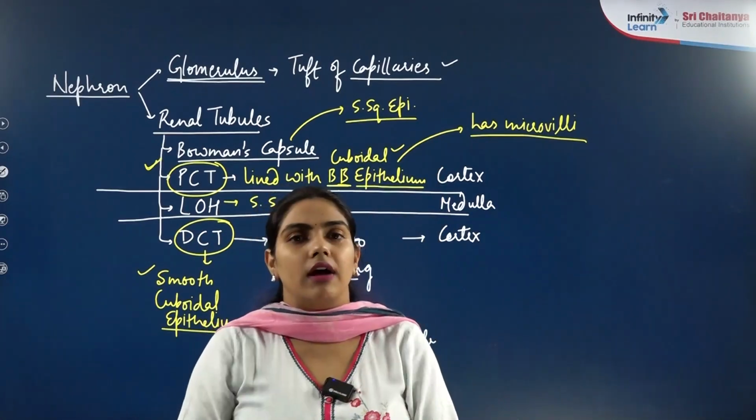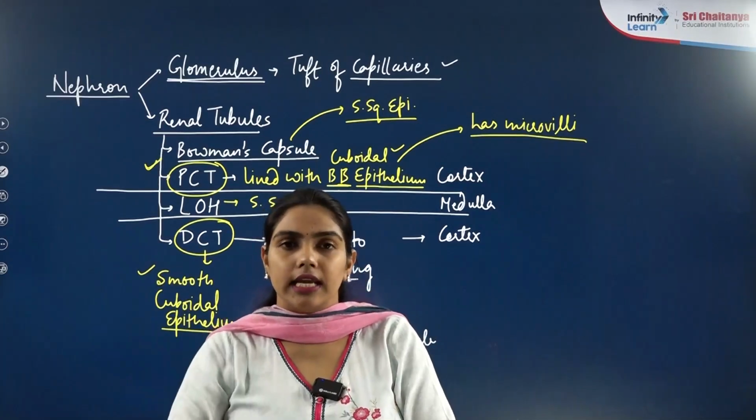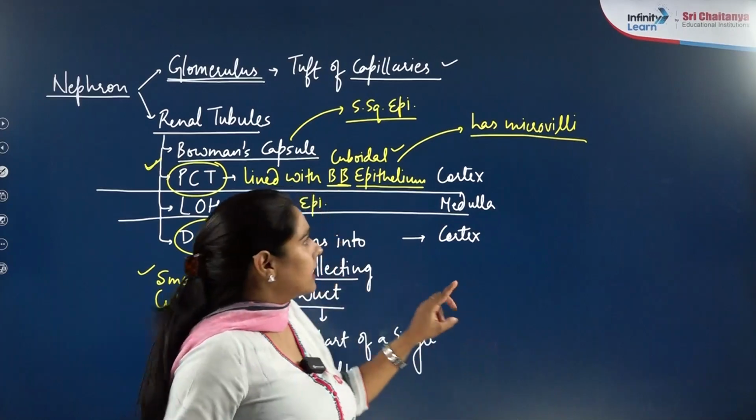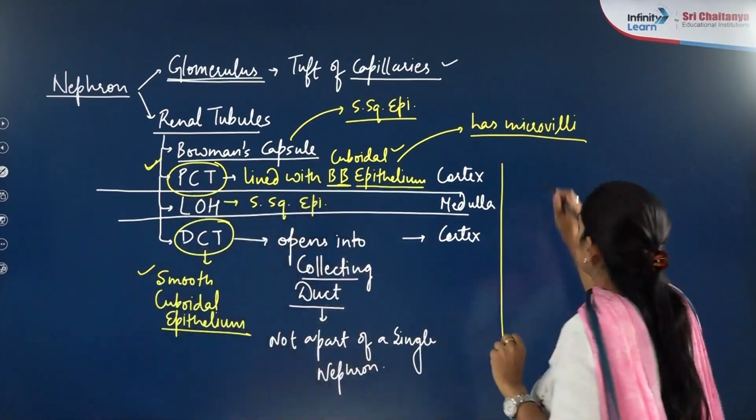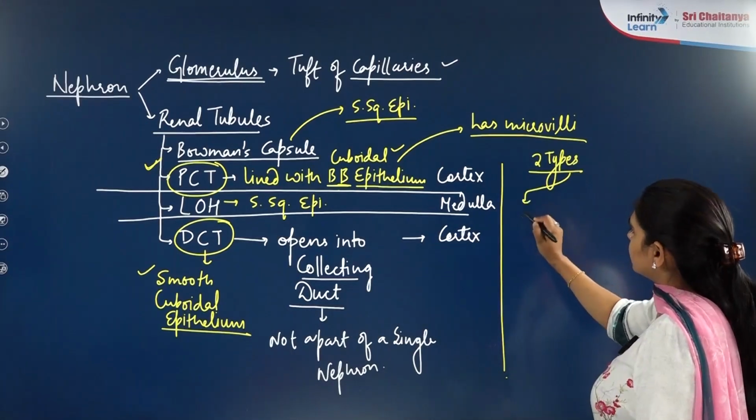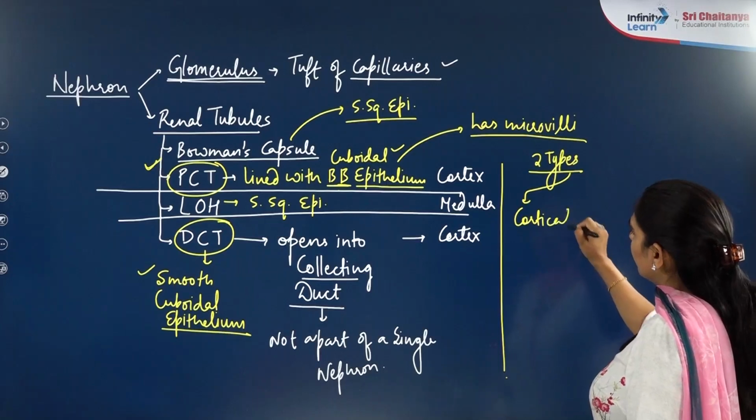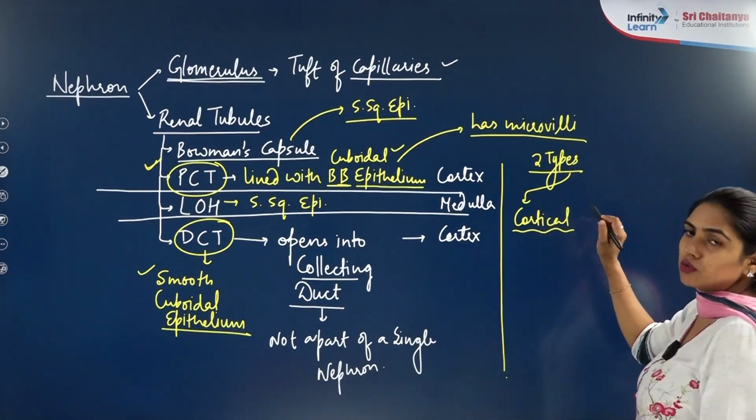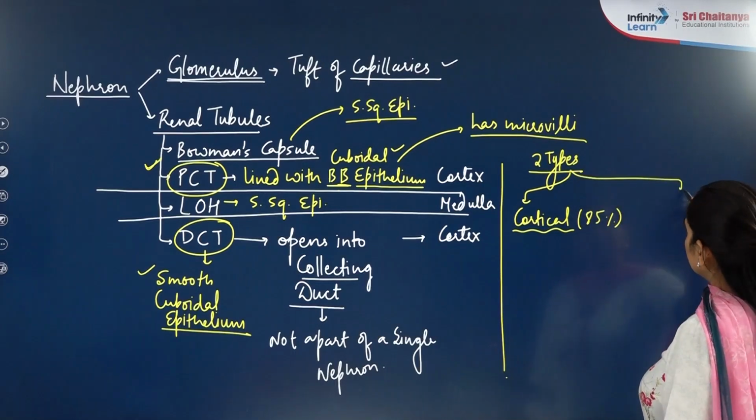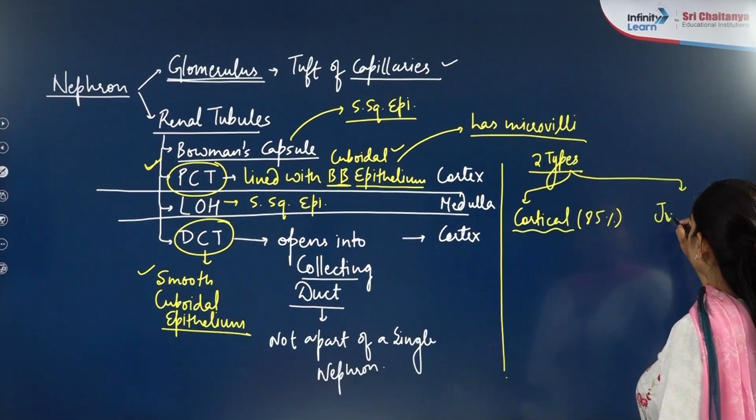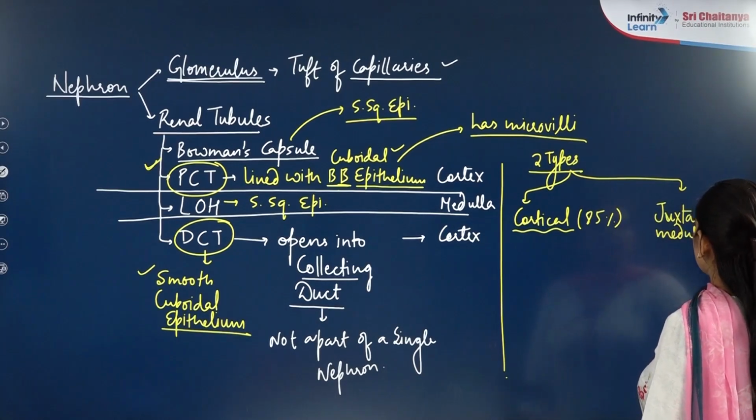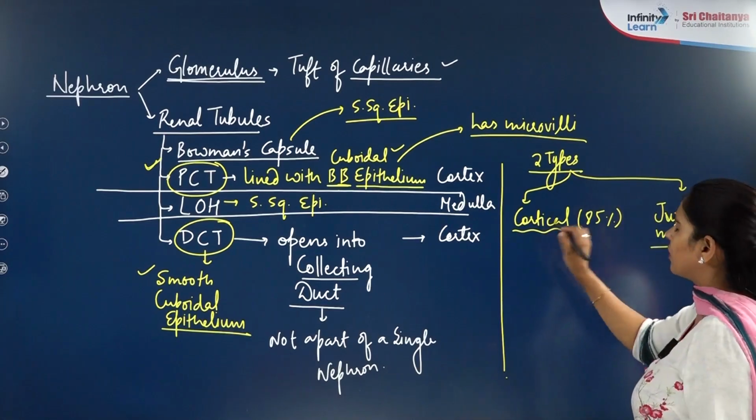I hope you have understood the structure of kidney and structure of nephron. Now only one more thing I will talk about, that is the two types of nephron. One is the cortical nephron. Most of the nephrons are cortical nephrons only, 80 to 85%. And the other type is juxtamedullary nephrons. Juxtamedullary nephrons and cortical nephrons.